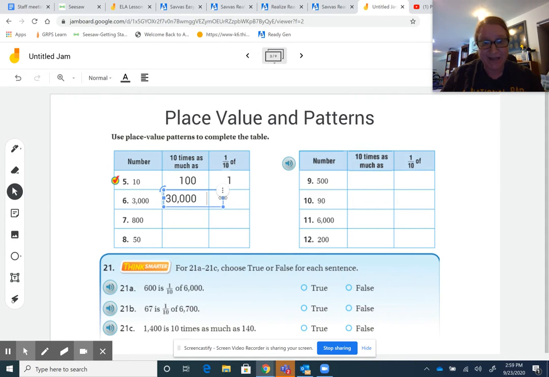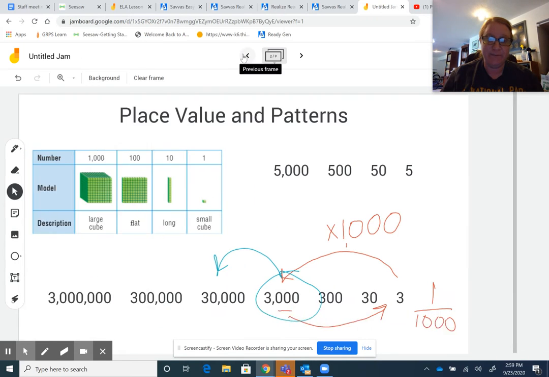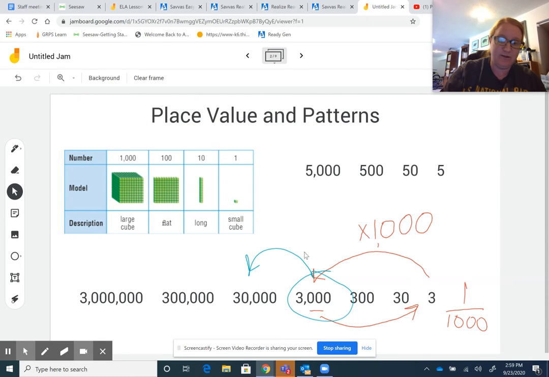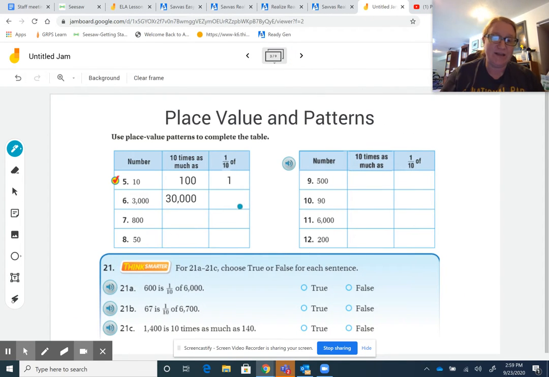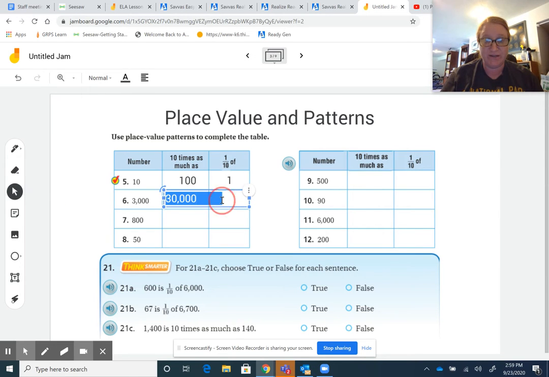Then, if I want to know what 1/10 of 3,000 is, what I would have to do is go the opposite direction. So if I go back a slide, we start at 3,000 again, but this time we're going to go backwards. 1/10 of 3,000 is 300. Okay. I don't have a slide like that I can bounce between for all of them, but I wanted to show you because it was on there. So 1/10 of 3,000 was 300.